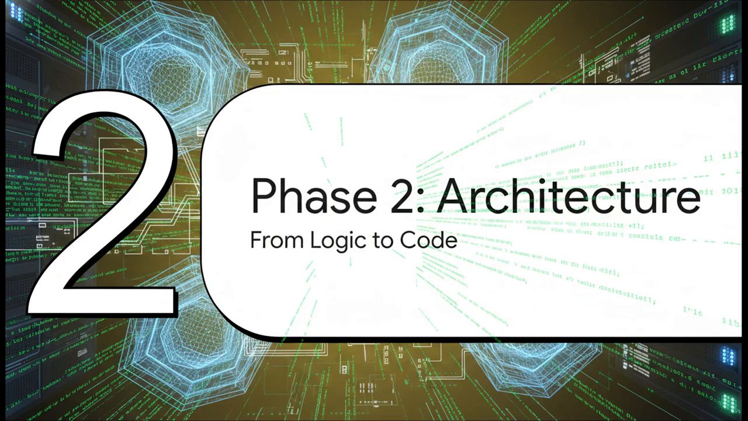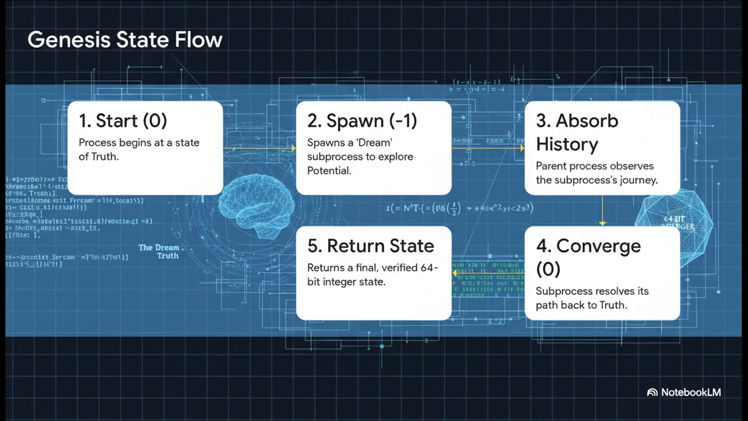Phase 2, the architecture. Here, we're going to examine how these pretty abstract axioms are operationalized into a functional digital system. And what we find is that the execution flow directly mirrors the axioms. A process begins at 0, at truth. To validate itself, it has to spawn a subprocess into the state of potential, that -1 state they call the dream. This subprocess then explores all the potential outcomes until the system can converge back to 0, at which point it returns a verified 64-bit integer state.